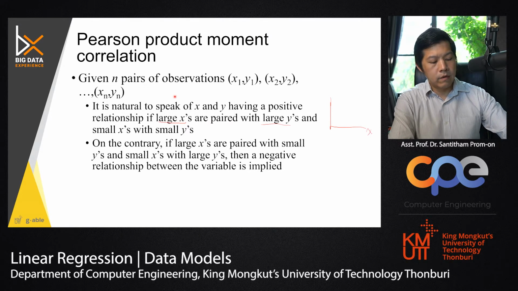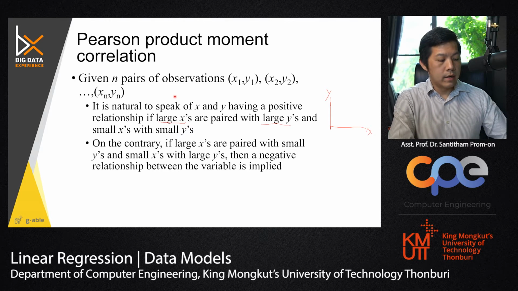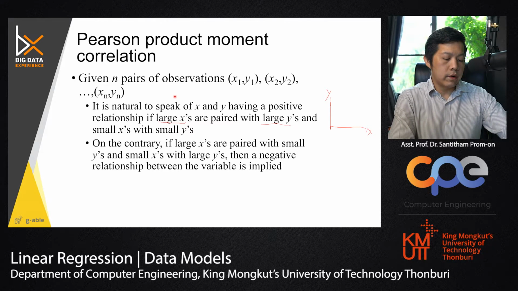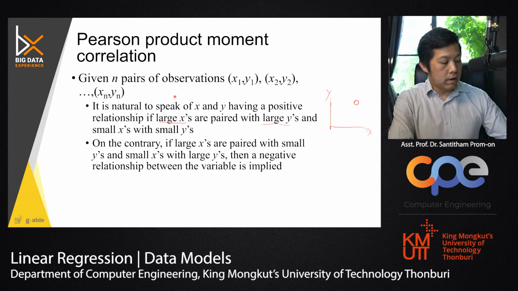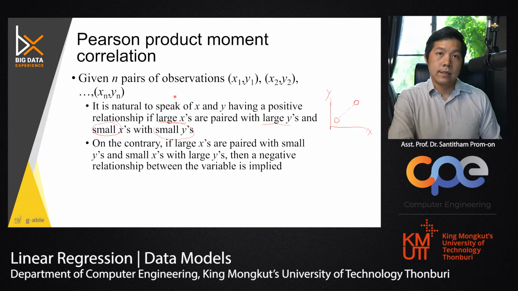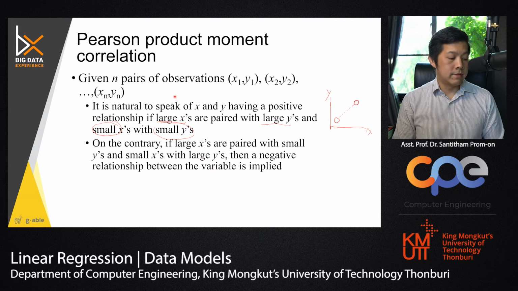What does that mean? If you were to plot the scatter plot between X and Y, large X and large Y would denote this point. You have a large X and large Y value, and the small x would pair with small y. That means small x pairing with small y values, and that means you would have the data that run along this axis. That is, it would be kind of increasing in a positive sense.